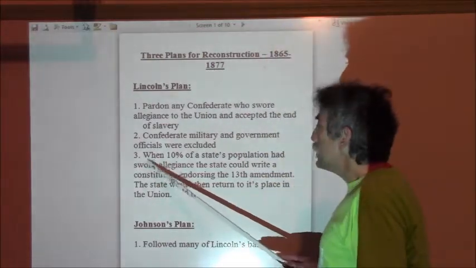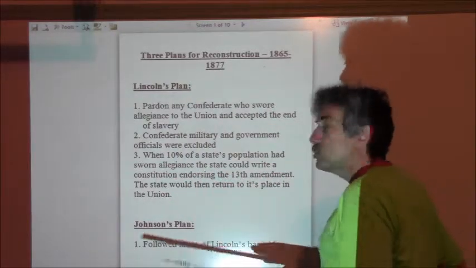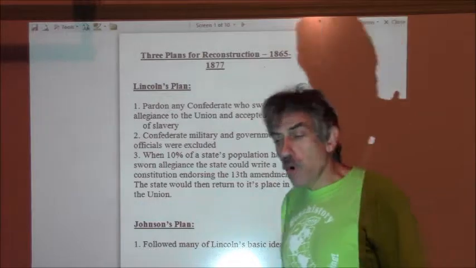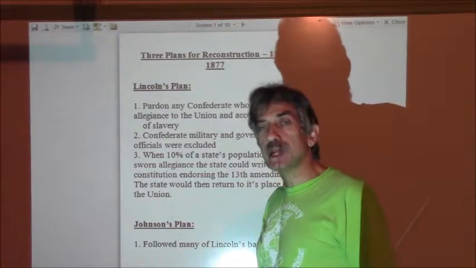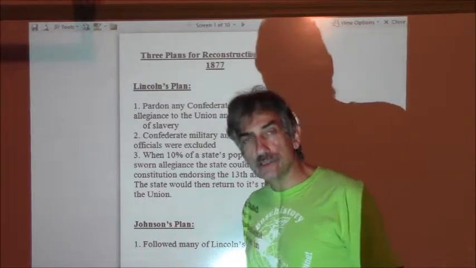And then, when 10% of the state's population had sworn allegiance, the state could write a constitution. So all you need is 10%. It's called Lincoln's 10% plan. All you needed was 10% of the people in the state. The state could write a constitution.